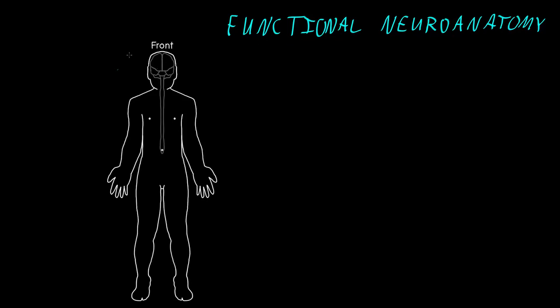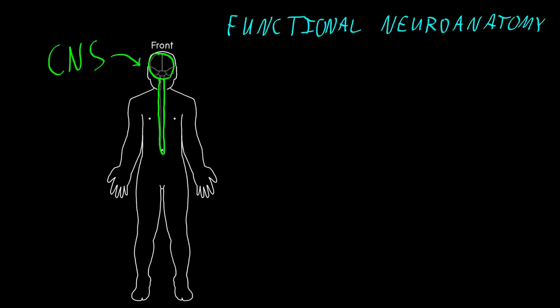Now, the structure of the nervous system is divided up into two main parts. First is a part called the central nervous system. I'll just write CNS for central nervous system. And that's mostly made up of the brain here inside the head and the spinal cord inside the spine. And we call that part the central nervous system.